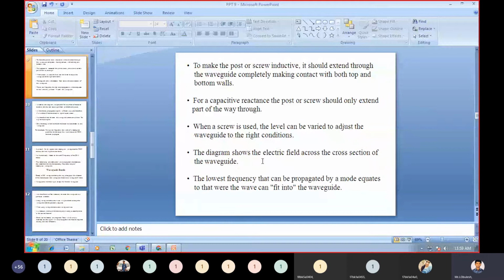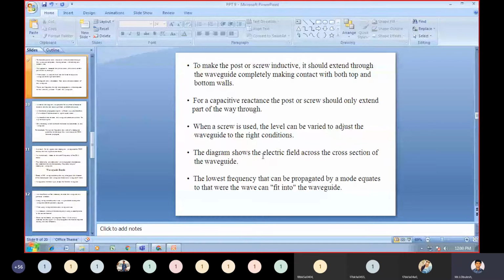To make the post or screw inductive, it should extend through the waveguide completely, making contact with both top and bottom walls. We already saw this in the previous diagram. You need to make contact with both top and bottom walls with the help of these posts or screws.